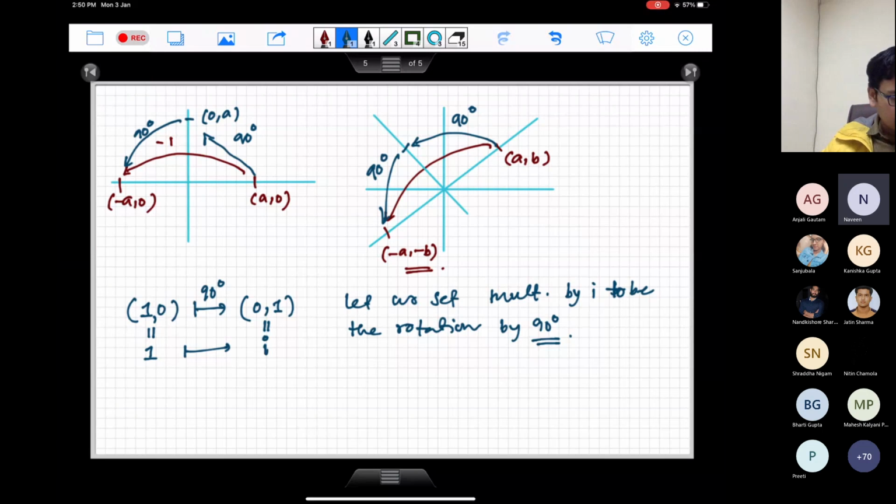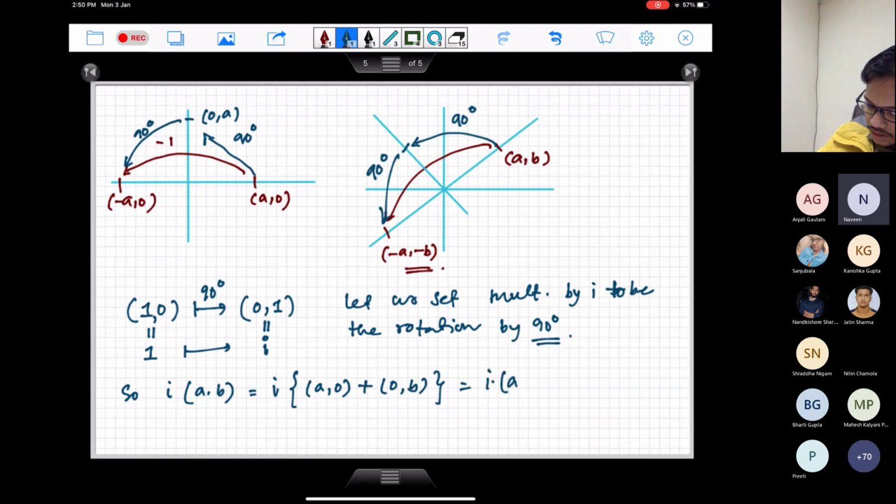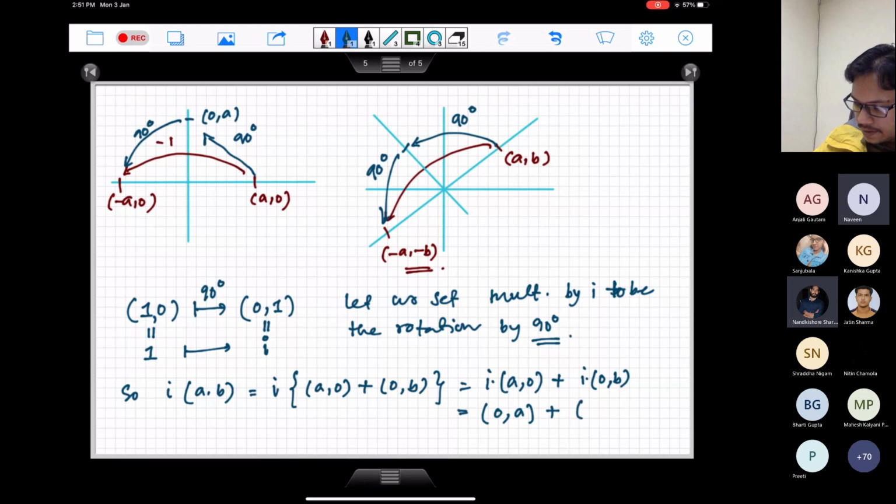Let's see how it's going to work out for a general point a comma b. If I take i times a comma b, to understand it better, let us write it in a different way. I know what it is as far as the addition is concerned, so I can write this as a comma 0 plus 0 comma b. So this is i times a comma 0 plus i times 0 comma b. Where does a comma 0 go upon rotation by 90 degrees? It goes to 0 comma a. And where do elements of the form 0 comma b go upon rotation by 90 degrees? Just look at the picture. It's going to minus b comma 0. So in general, when I add these two, I get minus b comma a.